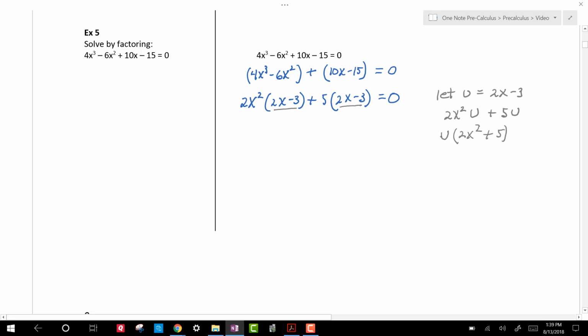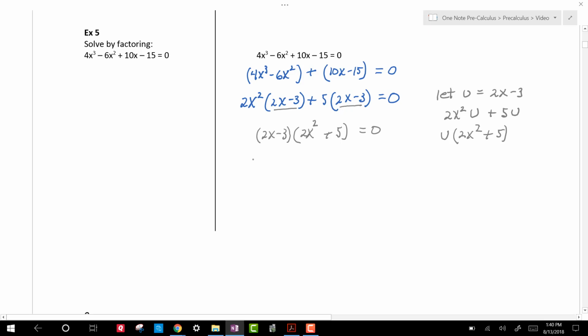If I replace the u with 2x minus 3, look at what I get. 2x minus 3 times 2x squared plus 5 equal to 0. All right? So that should be a squared up there. I messed up on that there. Let's try this again. 2x squared.